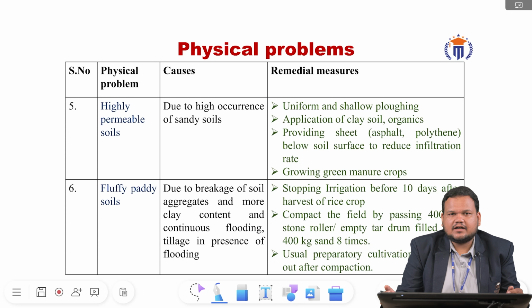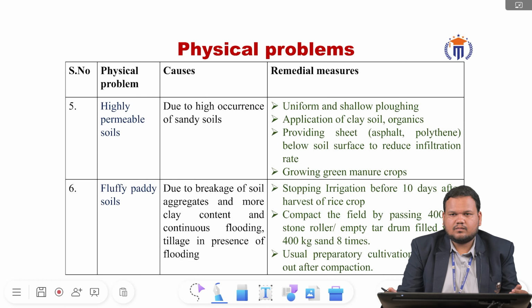The remedial measures for these highly permeable soils are uniform and shallow plowing, and the application of some amount of clay to reduce the porosity, and also providing a sheet below the soil surface to reduce the infiltration rate into the soil. Also, growing some green manure crops.